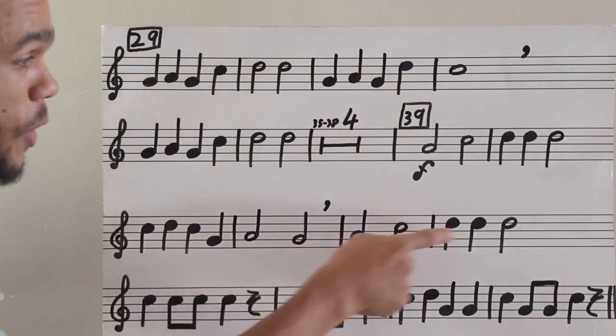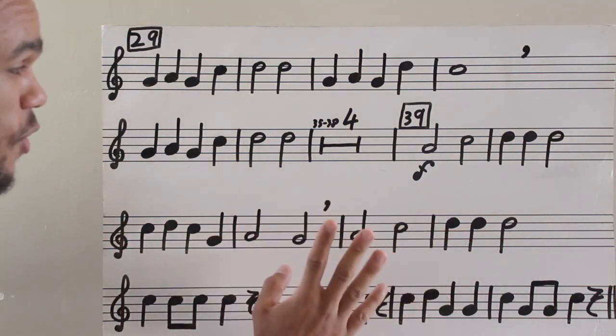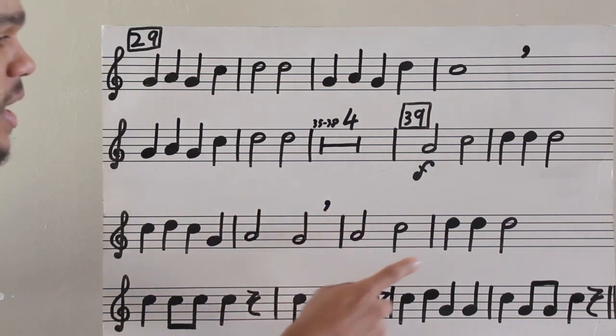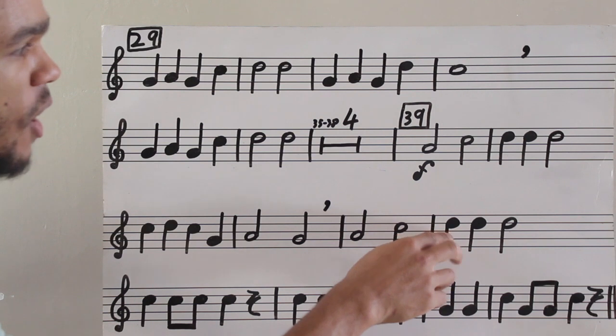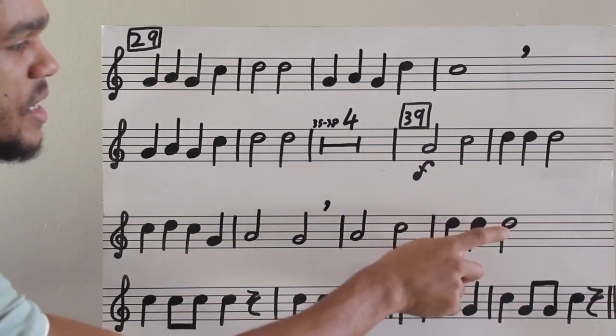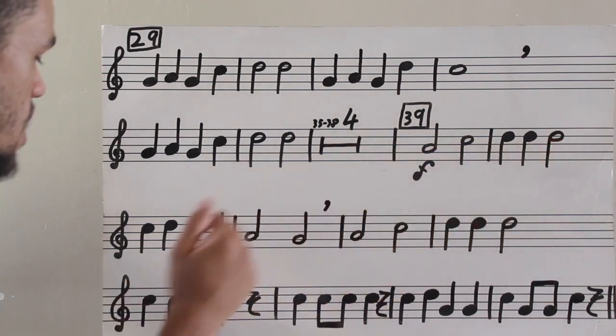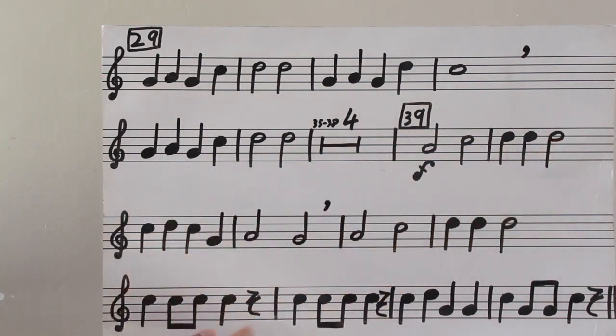Alright, so I kept on going. Why? Because it's pretty straightforward that we're repeating the same pattern over and over again. So right over here, we have our D, D, D. The same thing we had over here. D, D, D. Then now we're going to change the rhythm a bit.